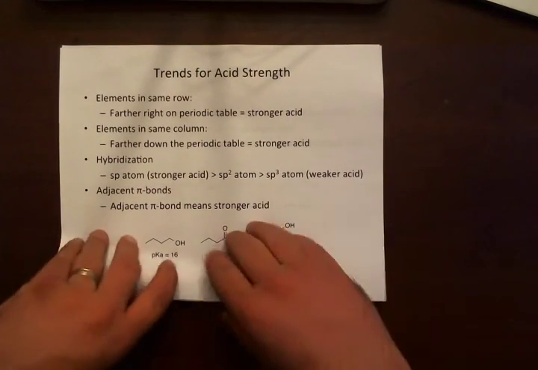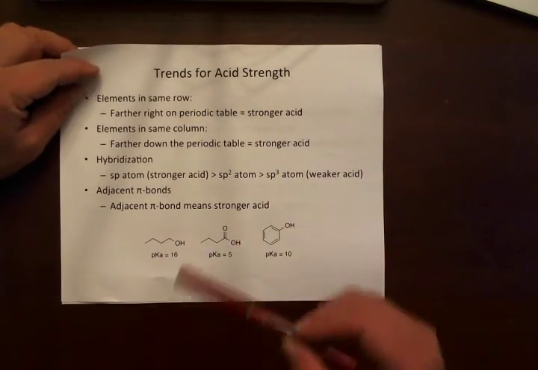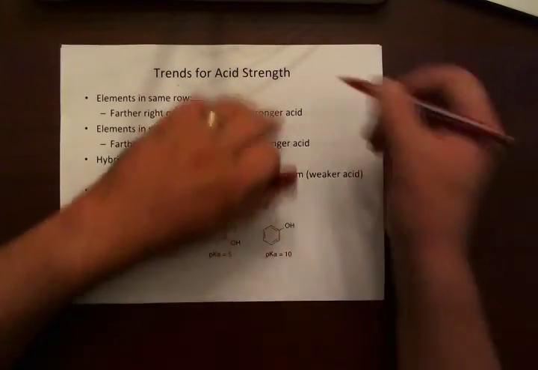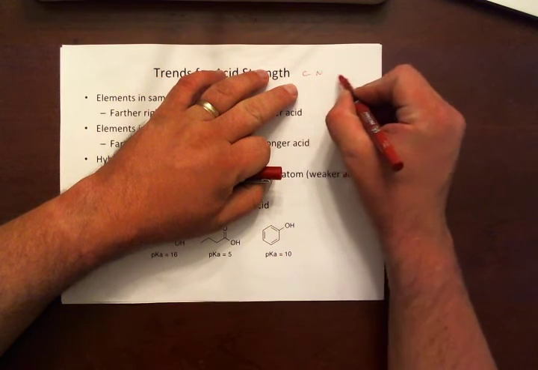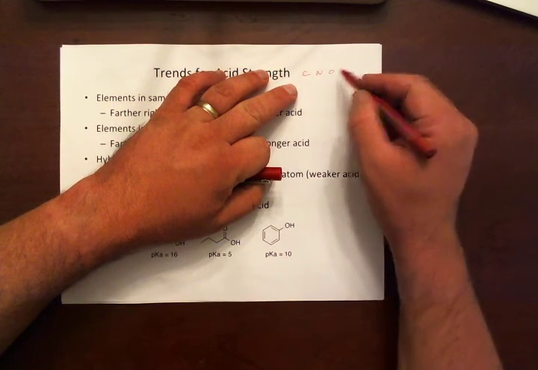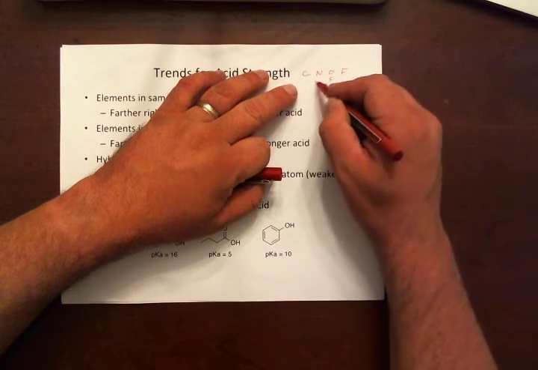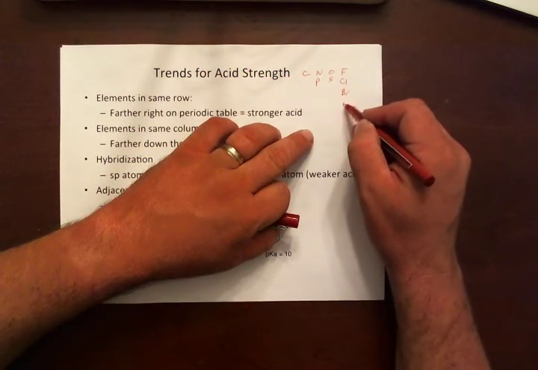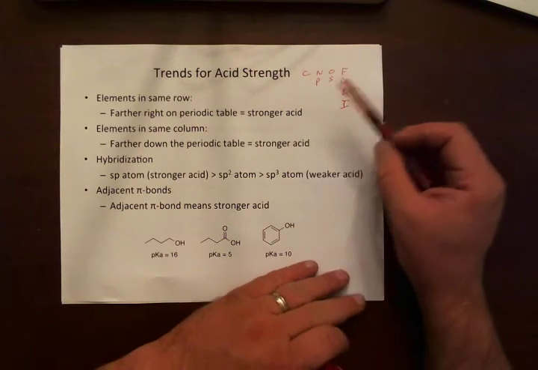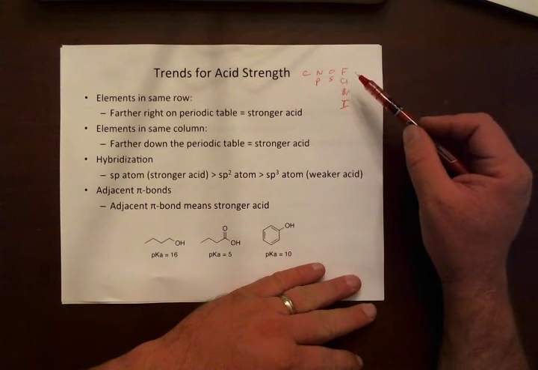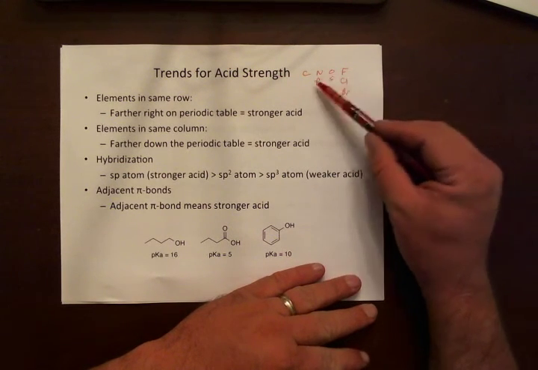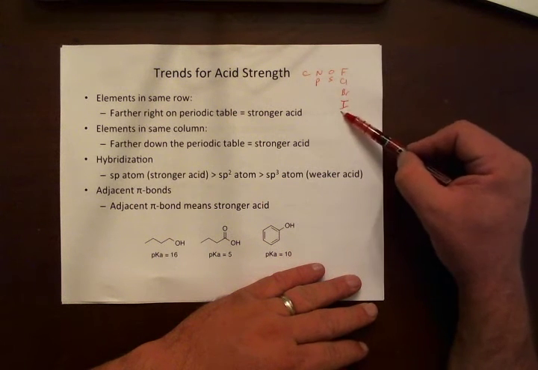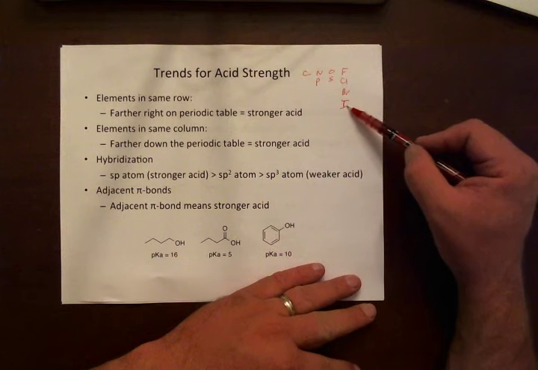Now, trends. These are some of the trends for the pKa strength. I forgot my periodic table, but if you're looking at carbon, nitrogen, oxygen, fluorine, sulfur, phosphorus, and the common ones: chlorine, bromine, iodine. When the hydrogen is on the element, what you're looking for is the closeness to iodine. The closer the atom is on the periodic table to iodine, the more acidic it is.